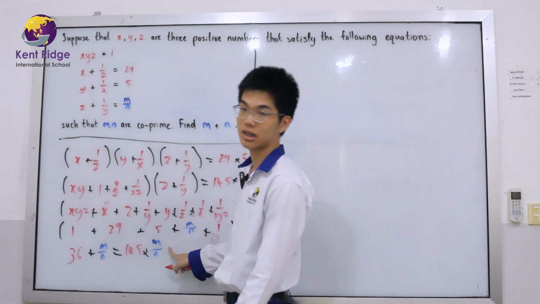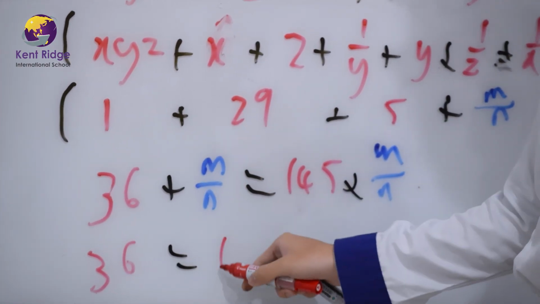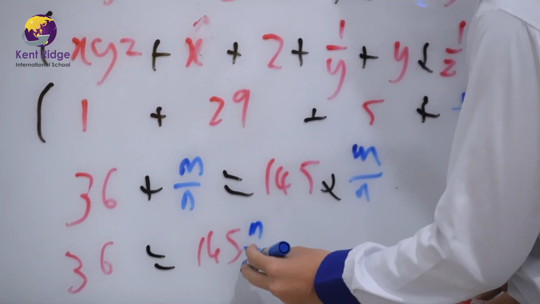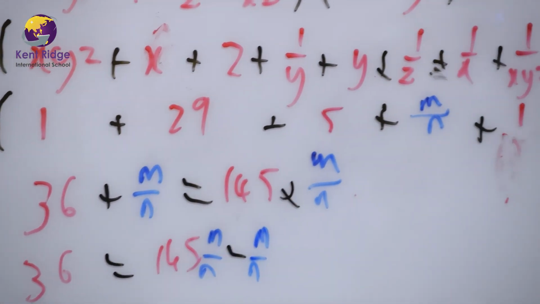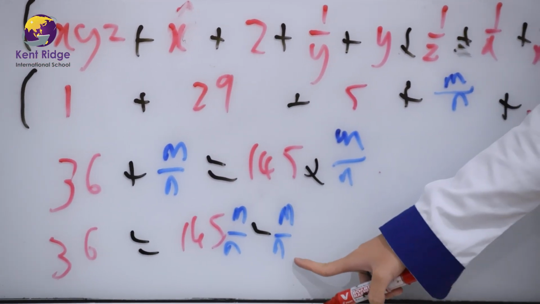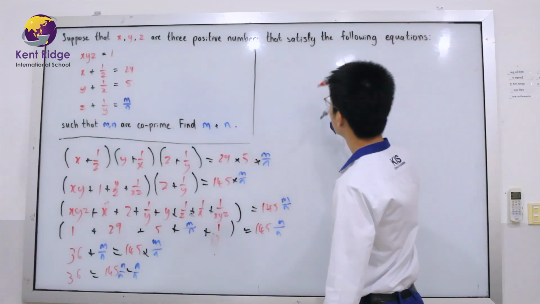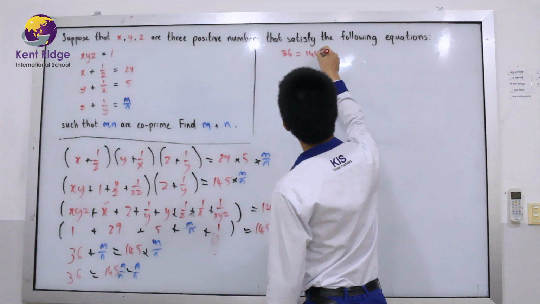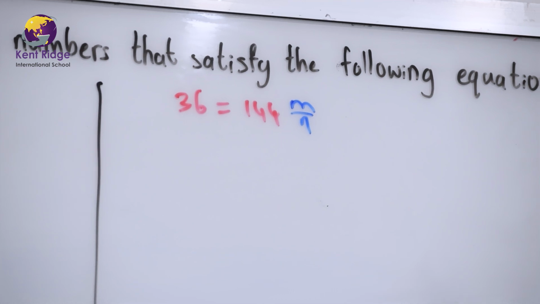Now we have a 36 here, and m over n on both sides, so we subtract m over n from both sides. Then we get 36 equals 145 m over n minus m over n. 145 m over n minus m over n is just 144 m over n; we just take one out. So we get 36 equals 144 m over n.